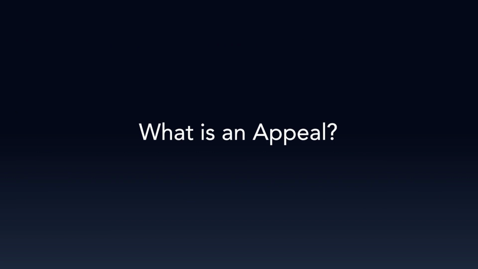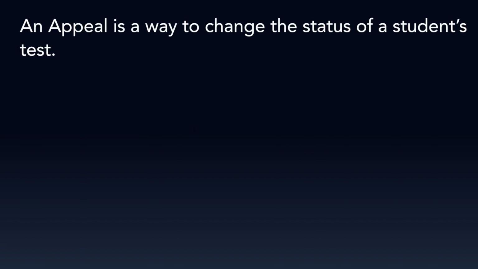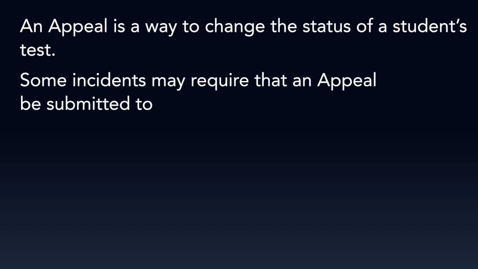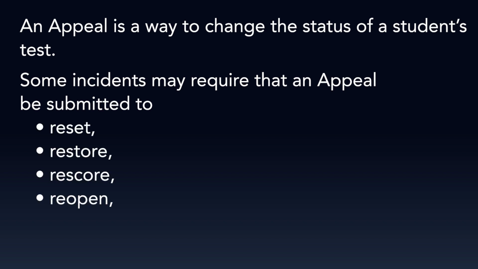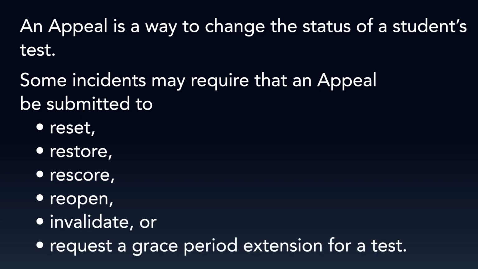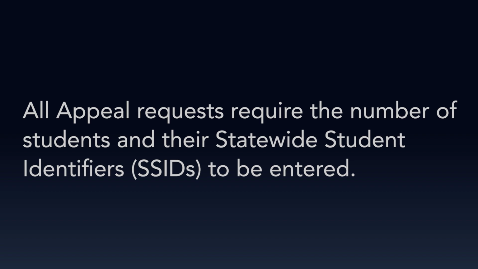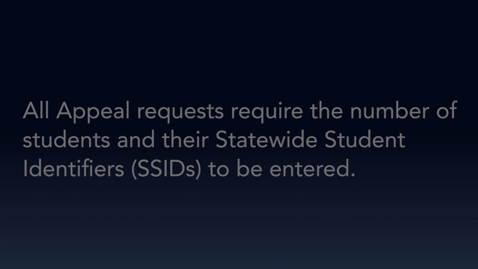Some STARS cases require an appeal. What is an appeal? An appeal is a way to change the status of a student's test. For example, if a test has been expired and you want to reopen it. Some incidents may require that an appeal be submitted to reset, restore, rescore, reopen, invalidate, or request a grace period extension for a test. All appeal requests require the number of students and their SSIDs to be entered.